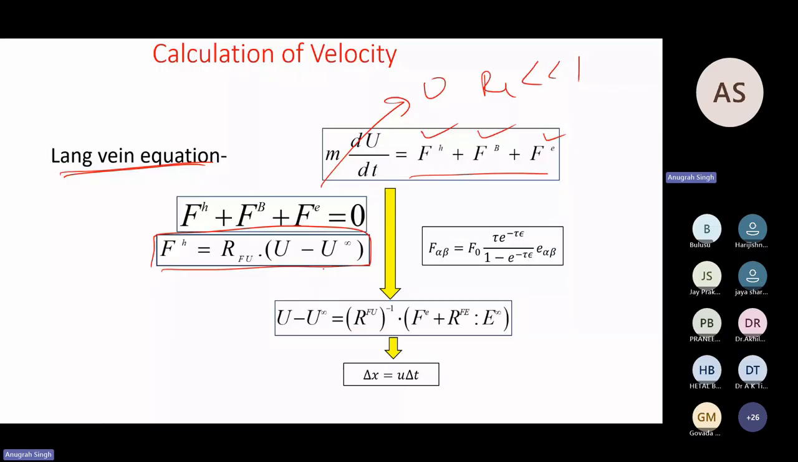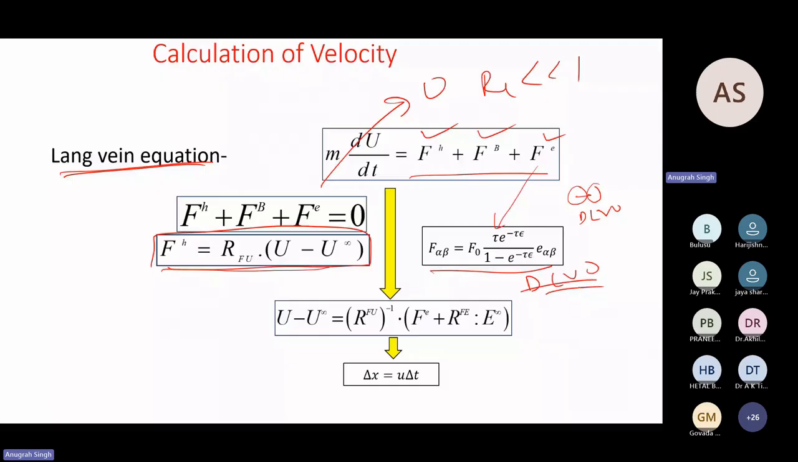So U, just to avoid writing the complete big matrix, is a vector of translational as well as rotational velocity, right? And F is the vector of forces as well as torques on the particle, right? Interparticle forces you can add. There are some cases where you'll have charges, so you can have DLVO forces also, if you have a colloidal system.